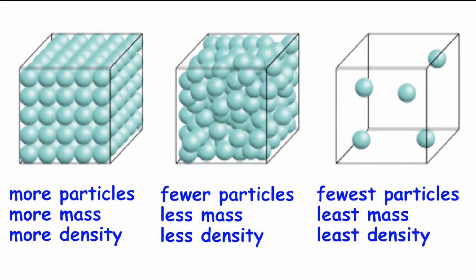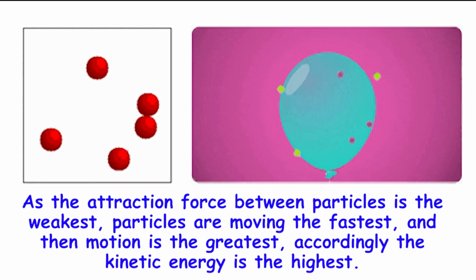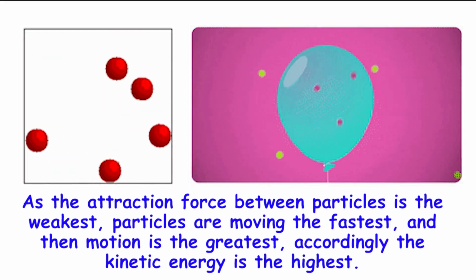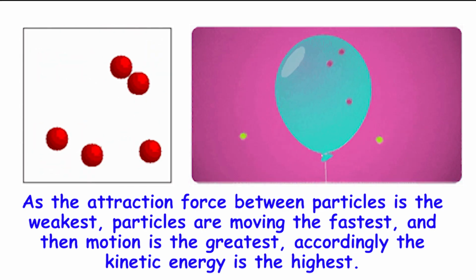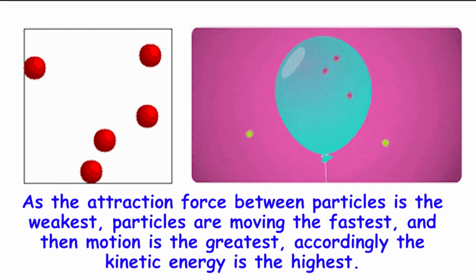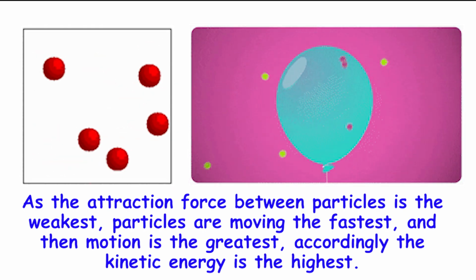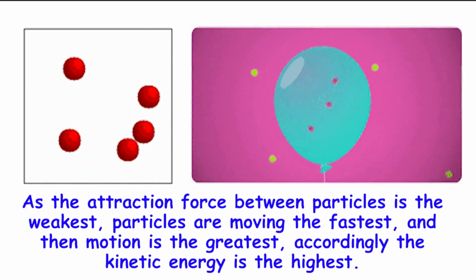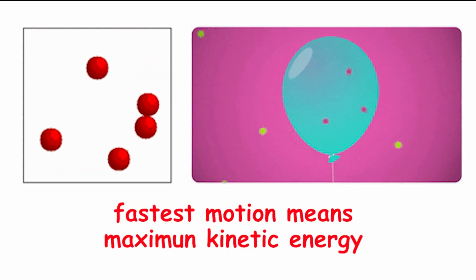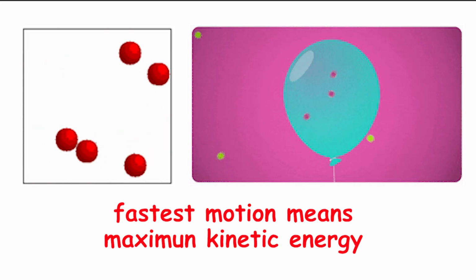As these particles are so far from one another, we'll find the least number of particles in 1 cubic centimeter. Thus, the mass is the least. Accordingly, gases are the least dense state of matter. As the attraction force between particles is the weakest, particles move the fastest, and motion is the greatest. Accordingly, the kinetic energy is the highest. More motion equals more kinetic energy.